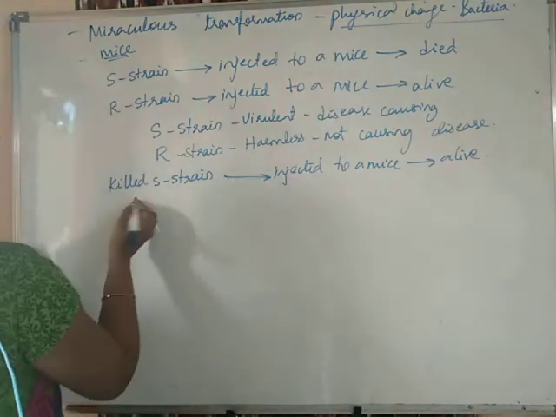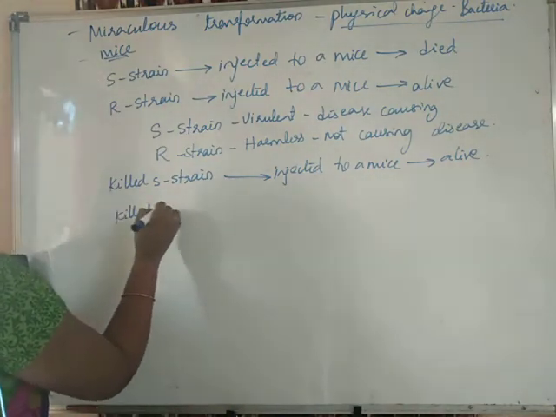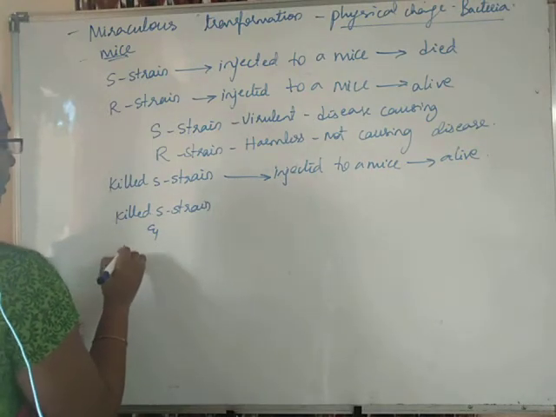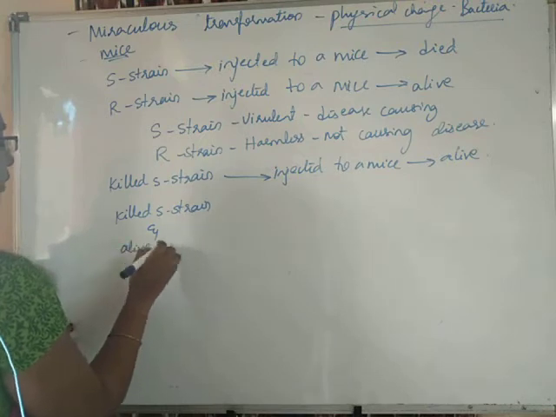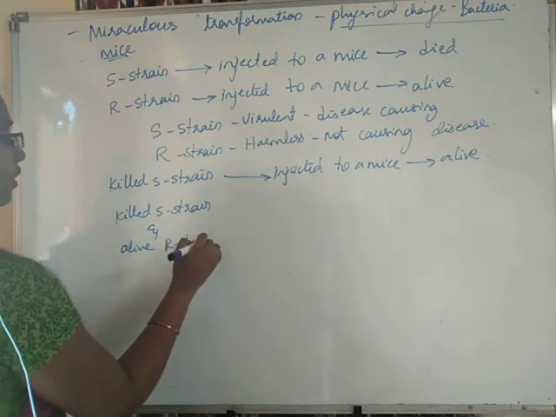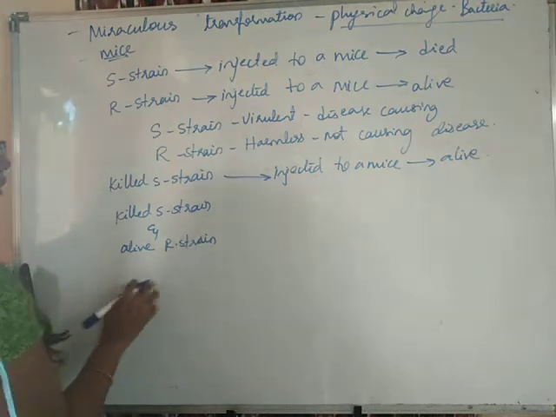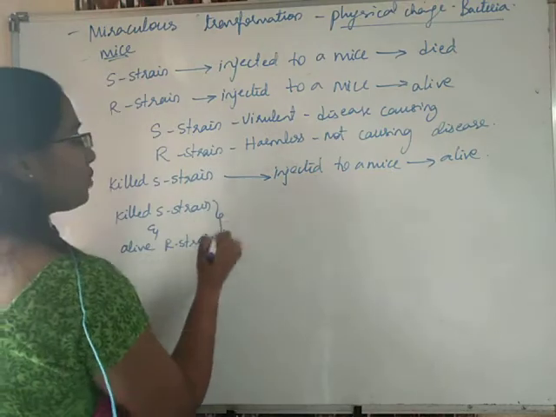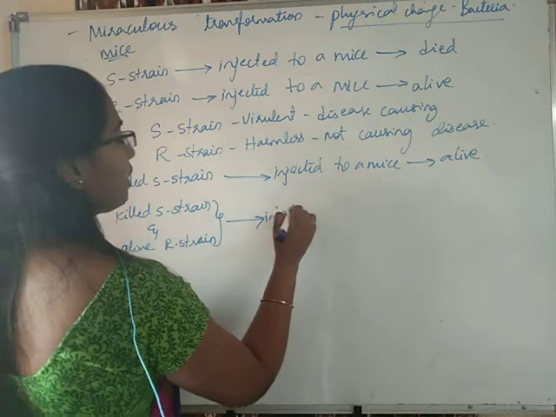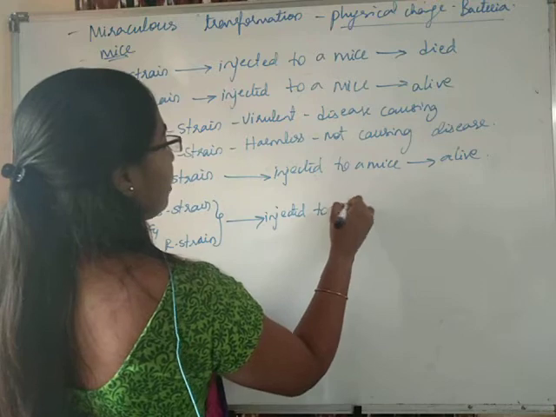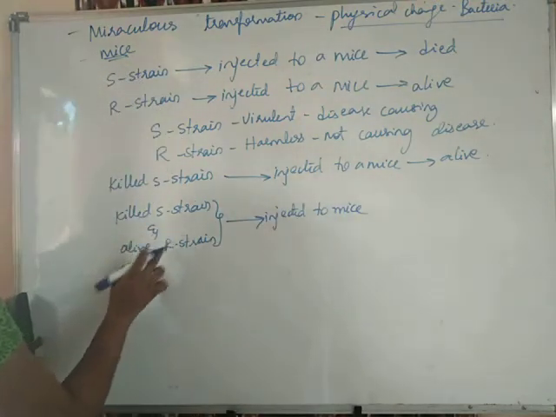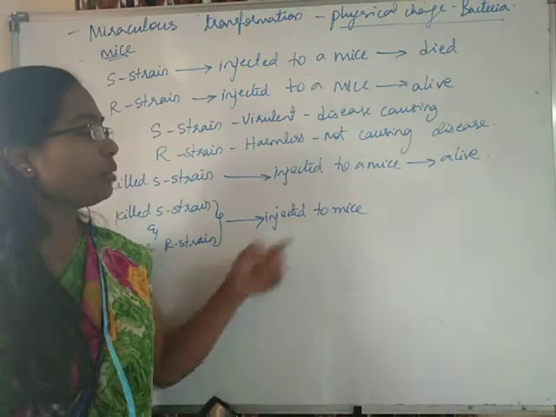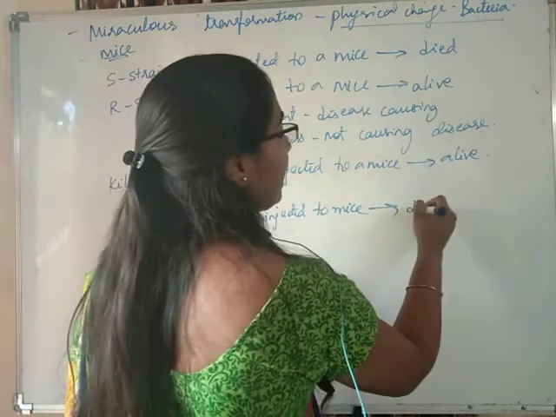Then he took this killed S strain and alive R strain, okay, he mixed both of them, killed S strain and alive R strain, both of them together were injected to the mice. Okay. Then he injected it to the mice, and this mice, it died.